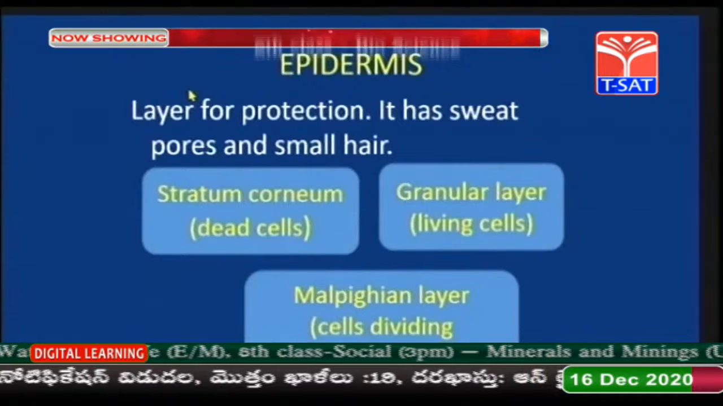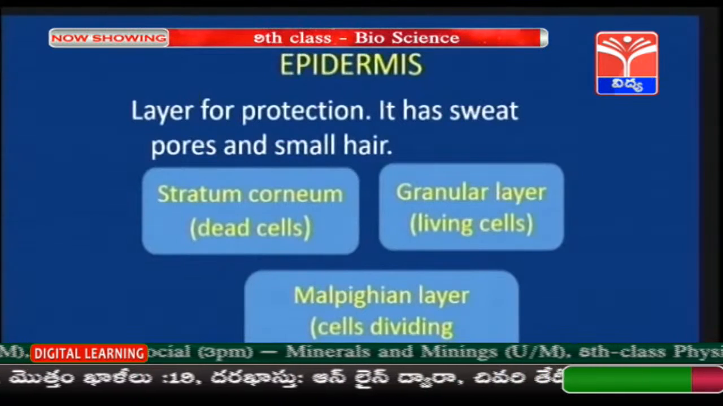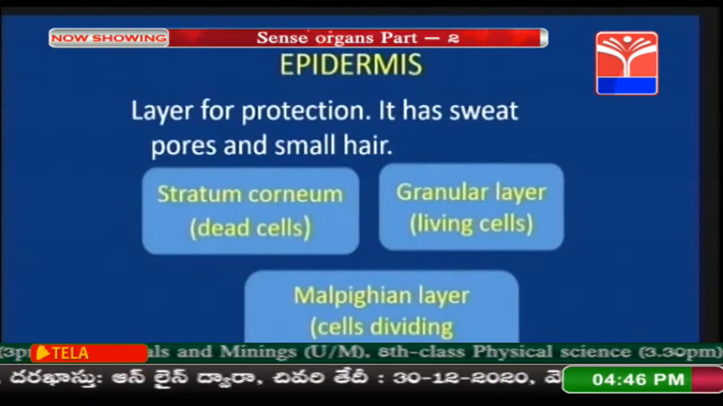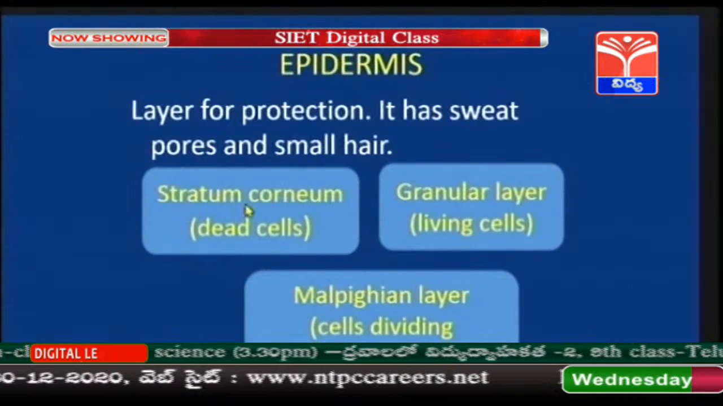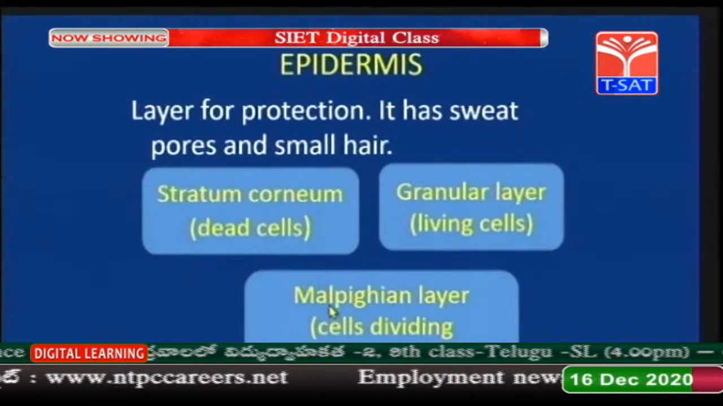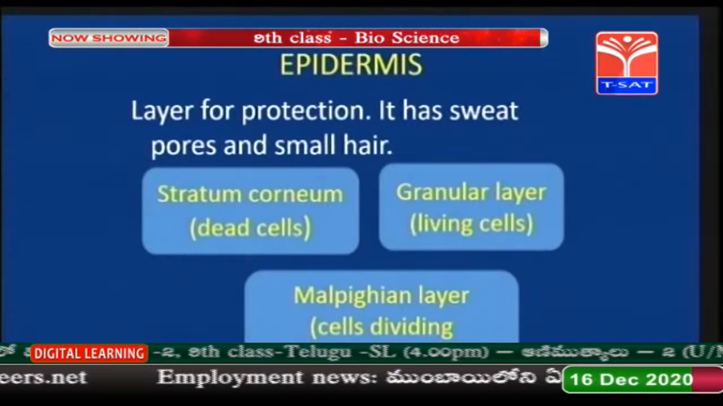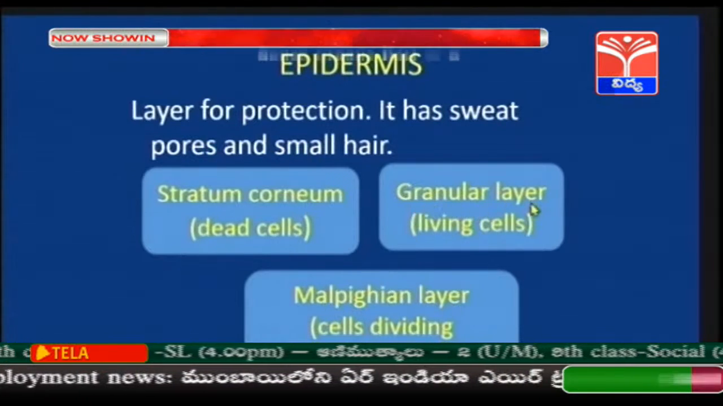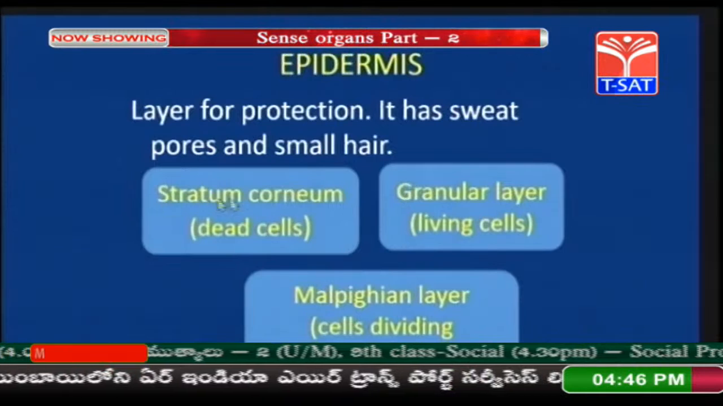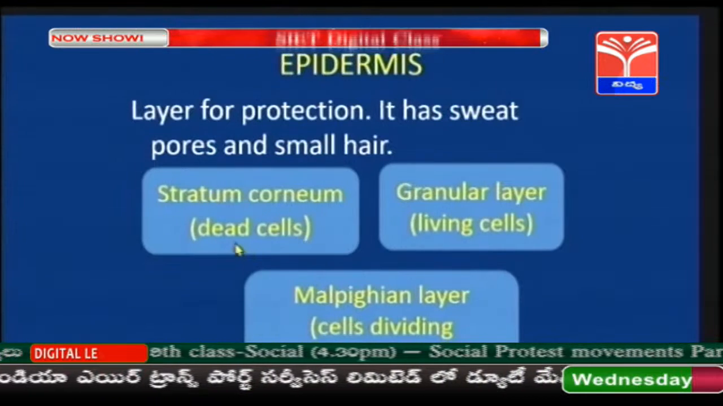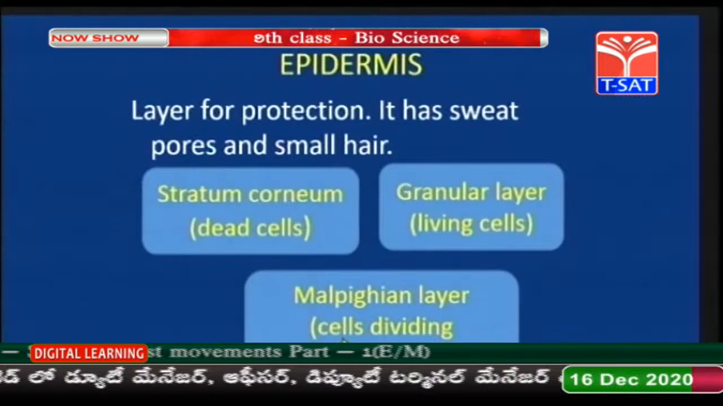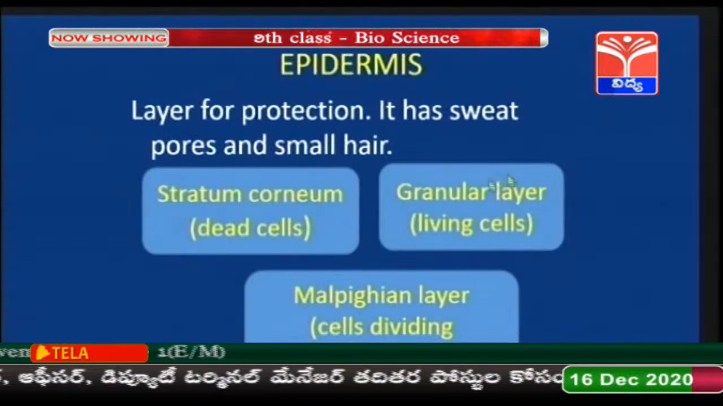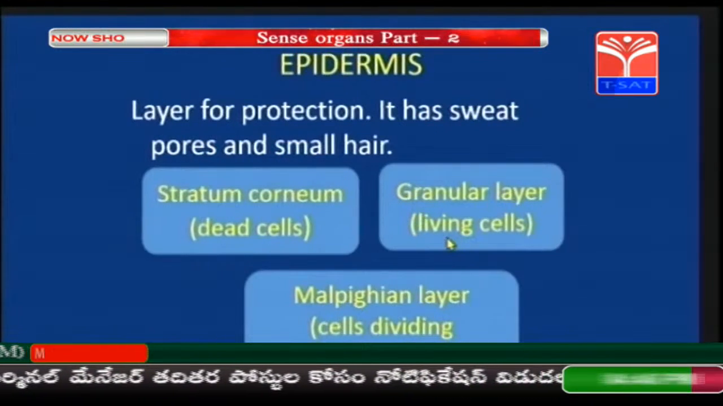Now epidermis, layer for protection. It has sweat pores and small hair. So it has 3 layers, children. First layer, stratum corneum. Second layer, Malpighian layer. Third layer, granular layer. First layer, stratum corneum, which contains dead cells, children. Second layer, Malpighian layer, in which the cells divide continuously. Granular layer, which contains living cells.